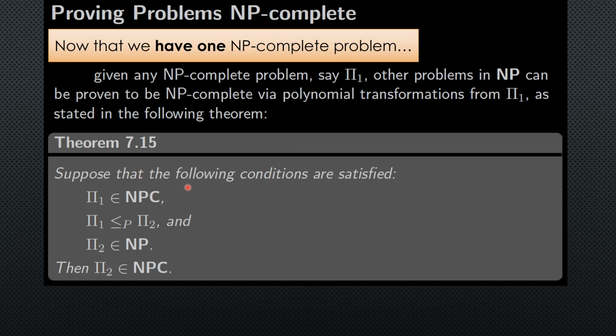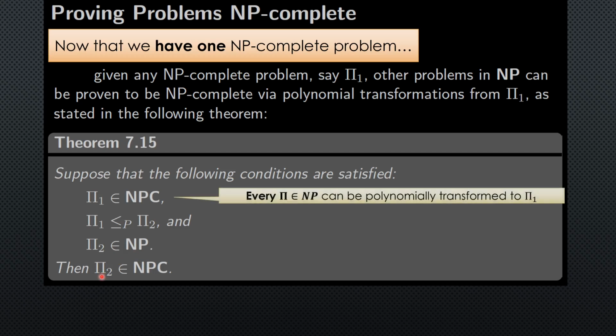So suppose the following conditions are satisfied. Pi 1 is an NP-complete problem. Pi 1 can be transformed in polytime to pi 2. And pi 2 is also in NP. Well then, pi 2 is also NP-complete. Let's see why. Because pi 1 is NP-complete, every problem pi in NP can be transformed in polytime to pi 1.